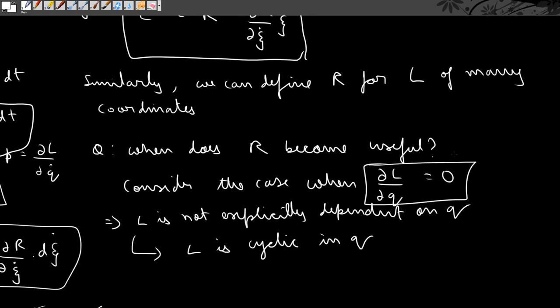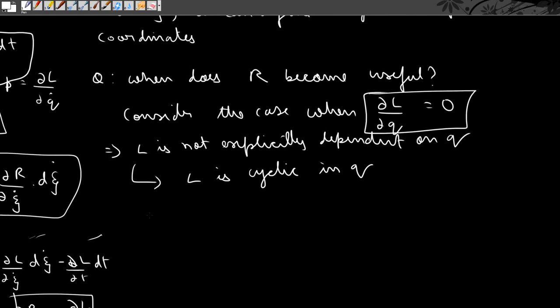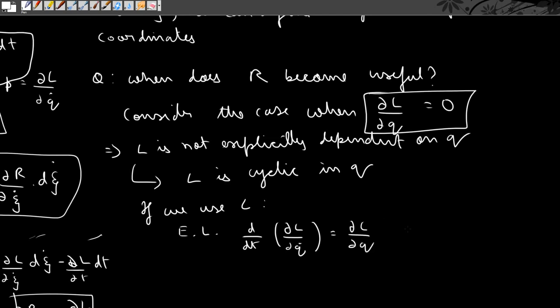Okay, so in such a case, if we use the Lagrangian formalism, if we use L, then to calculate the equations of motion we have to solve the Euler-Lagrange equations, which say that d by dt of dou L by dou q dot is equal to dou L by dou q, and this is equal to 0 because of this.